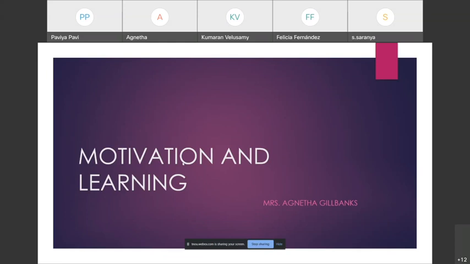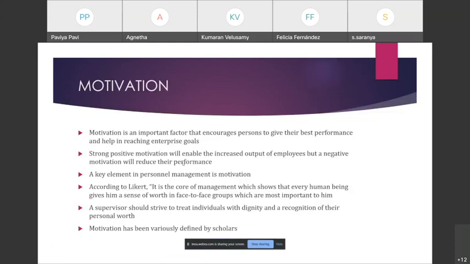Okay, so I'll start first. We are going to start with what is motivation and what is learning. We're going to look into that. So, can someone tell me in your own words, what do you all understand by this word motivation? What is motivation? What do you mean by motivation?